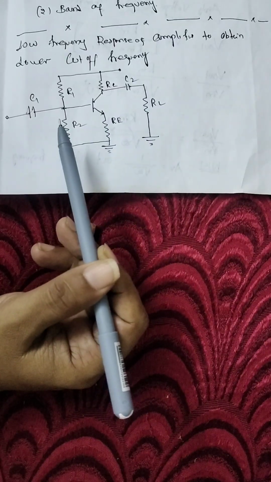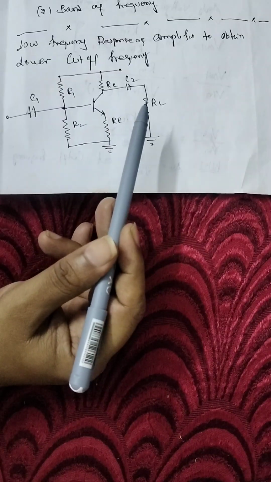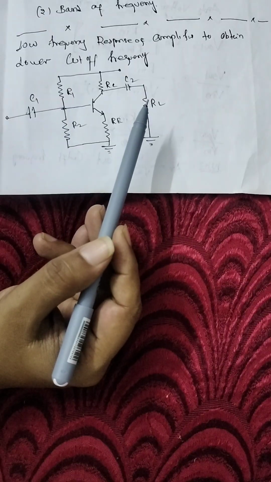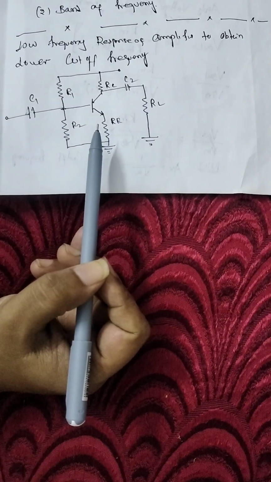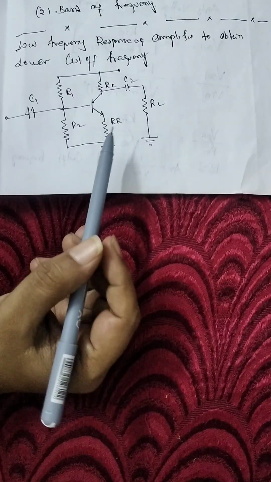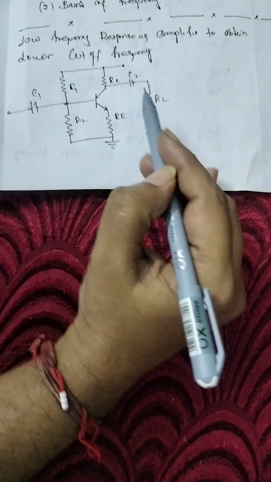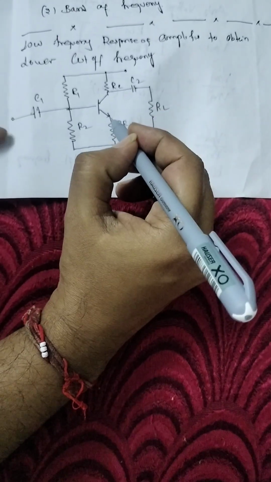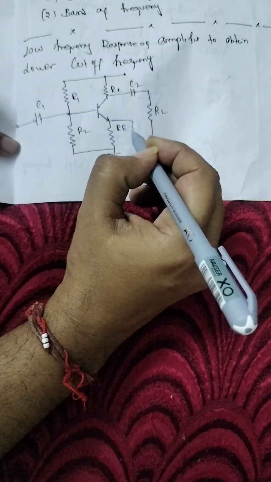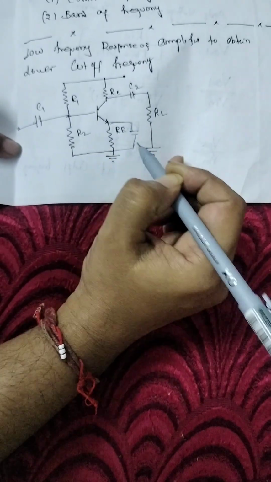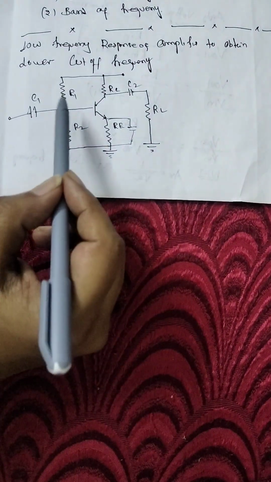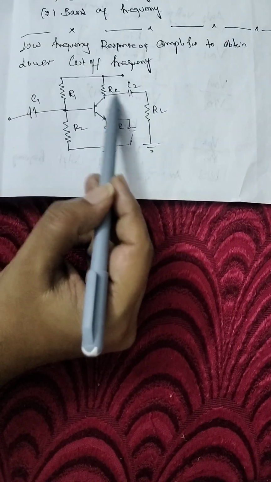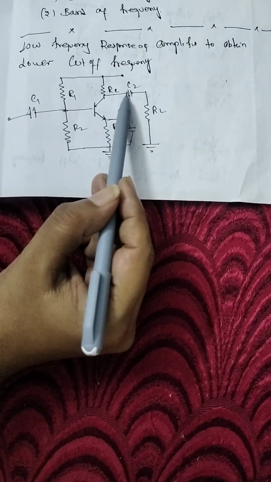Now listen here, I split this entire diagram into three networks. One is the input RC network, another is the output RC network, and the third is the bypass RC network. Bypass means you have a capacitor here. So this is the input RC and output resistance-capacitance RC network.